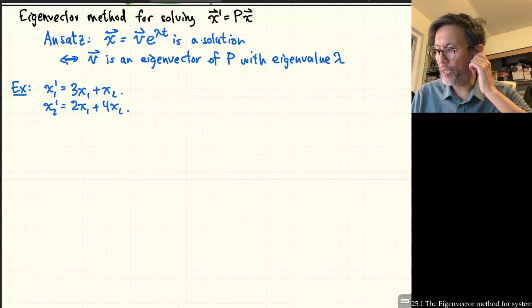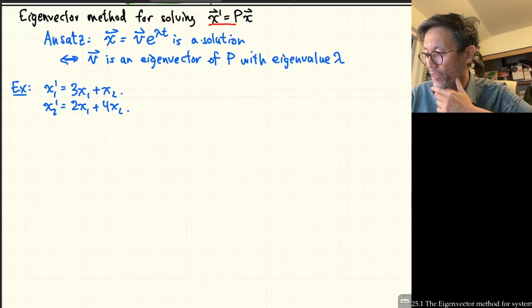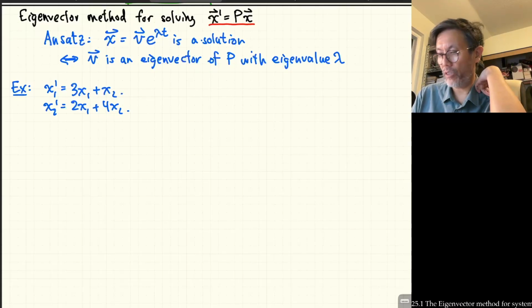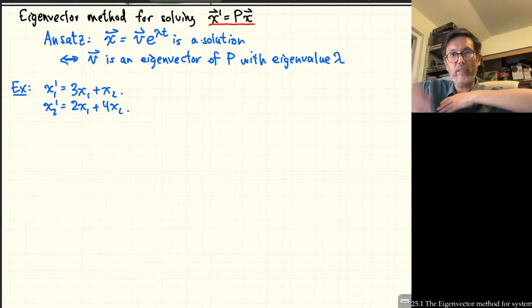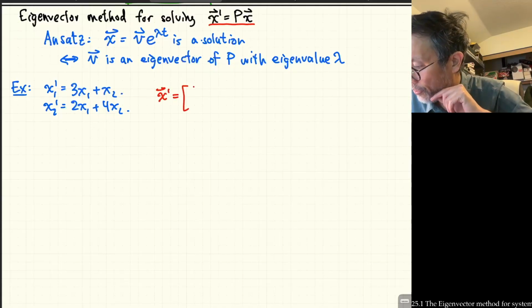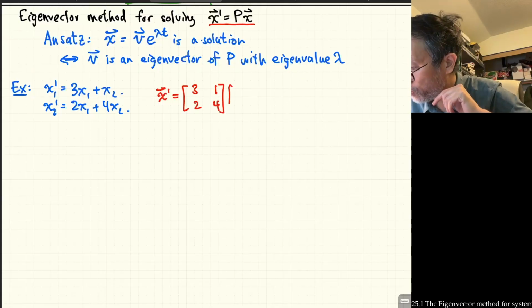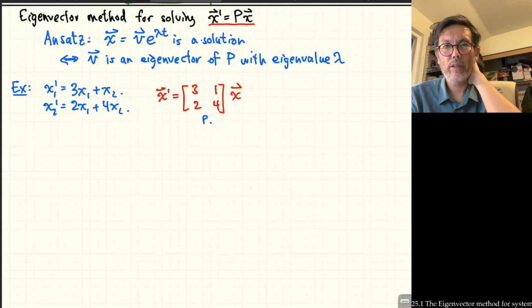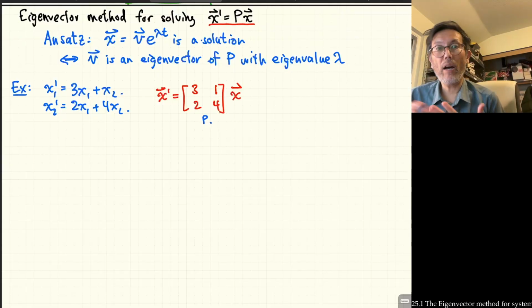So our first step is going to be to translate this into the form x prime equals Px. Well, of course, x is itself going to be just x1, x2. It's going to be a 2 by 1 vector. And x prime then is going to be the matrix 3, 1, 2, 4 times x1, x2, which is just x. So, of course, what I'm saying here is that this is my P in this case. P is this guy right here. Okay, clear so far?